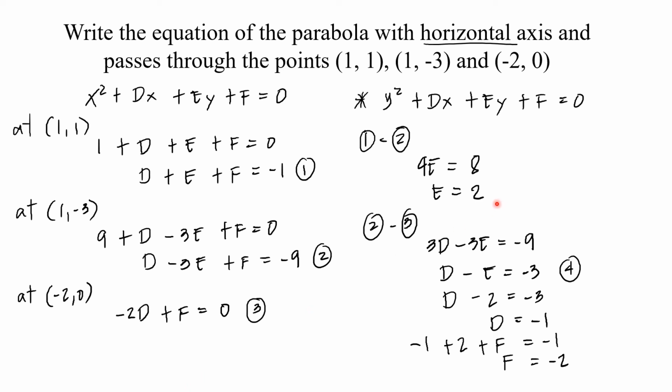Now that we have the values for e, d, and f, we can substitute these values to the general form of the equation of the parabola to get the required equation. So we have y squared, d is equal to negative 1, so we have minus x, e is equal to 2, then we have plus 2y, f equals negative 2, so we have minus 2 equals 0. Then the required equation is y squared minus x plus 2y minus 2 equals 0.